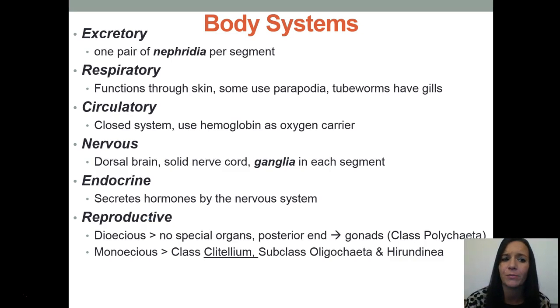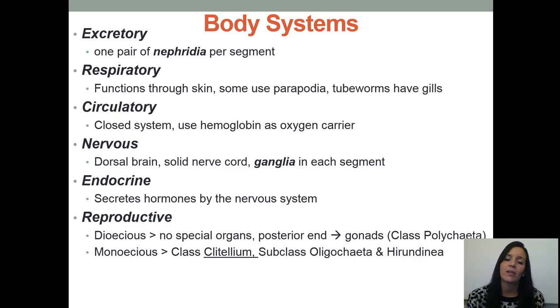Some other body systems you need to know about. So the excretory, they have a pair of nephridia per segment. This should be a common phrase that you're used to from the other types of worms. Their respiratory system, they actually breathe through their skin, and some of them can use parapodia, or tube worms do have gills. Their circulatory system is closed. They use hemoglobin as their oxygen carrier.